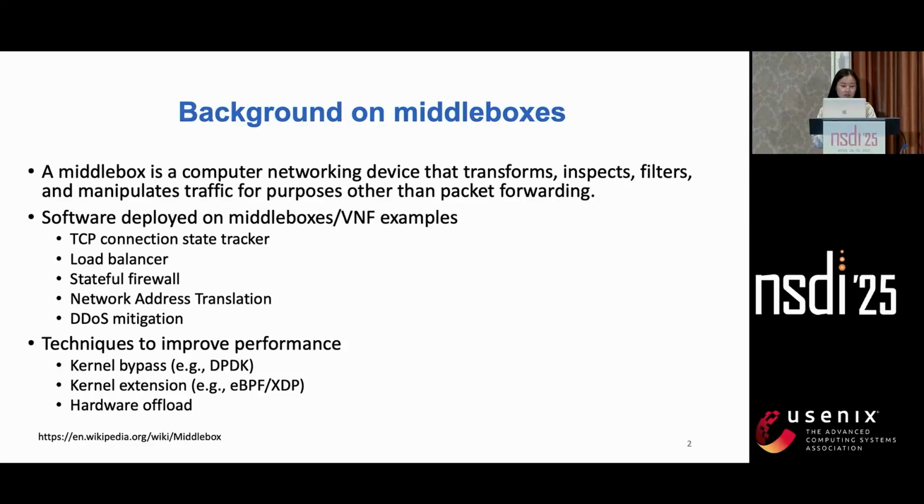There are already some techniques to improve the performance of software. For example, kernel bypass, such as DPDK, which allows the user space application to directly fetch the data from the NIC. And also kernel extensions, such as eBPF, and kernel modules, which allow the application to be attached inside the kernel, so the packet does not need to be processed by the layers above. We could also offload the software to hardware to improve performance if the hardware supports that.